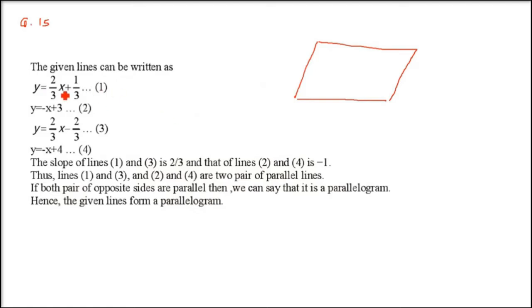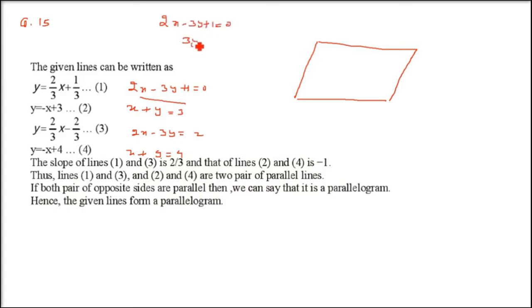So let us write these lines in y equals mx plus c form. The first line was 2x minus 3y plus 1 equals 0. The second line is x plus y equals 3, and 2x minus 3y equals 2. This is the third line. And the fourth line was x plus y equals 4. So these are 4 lines. Now let us write this in the form of y equals mx plus c. One, I'll do it for you.